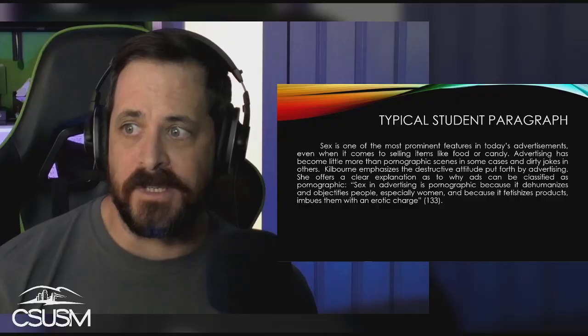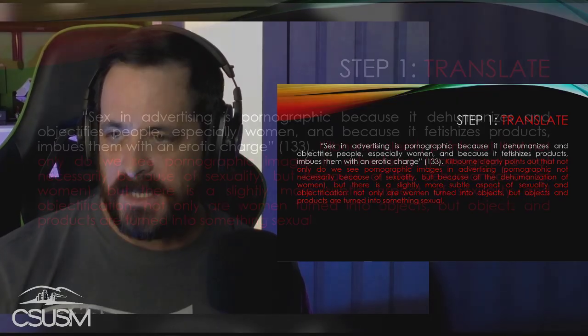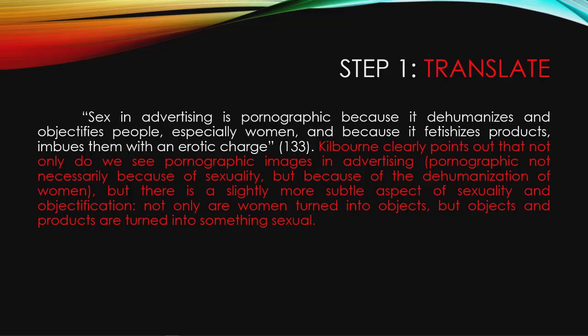So the first thing we need to do with TSC is we need to translate the text, okay? So this is what happens if we take just the quote and we try and translate it for a reader to sort of break apart what it is Kilborn is trying to say in this relatively brief sentence. And our author of this paragraph writes, Kilborn clearly points out that not only do we see pornographic images in advertising, and that is pornographic not necessarily because of sexuality, but because of the dehumanization of women, but there is a slightly more subtle aspect of sexuality and objectification. Not only are women turned into objects, but objects and products are turned into something sexual.